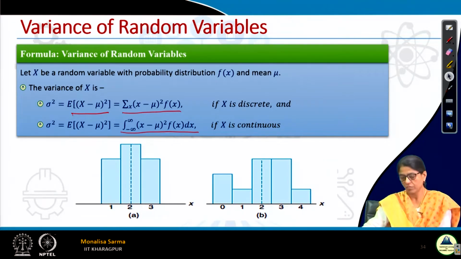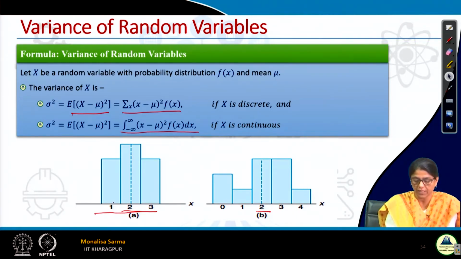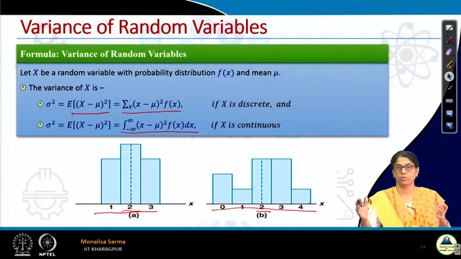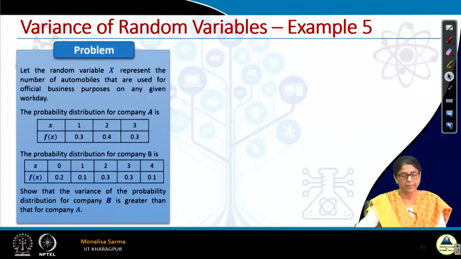Here in the example I have given two distributions. The mean is the same for both distributions: here the mean is 2, and here also the mean is 2. But the variation is different in the two cases. Here the variation is very little, and here the variation is quite a bit more. It is more spread out, right? Variance means how spread out it is. So it is an example.